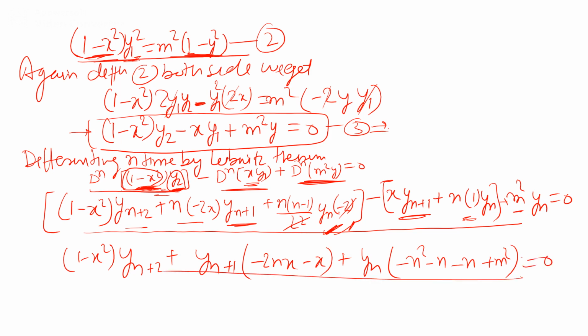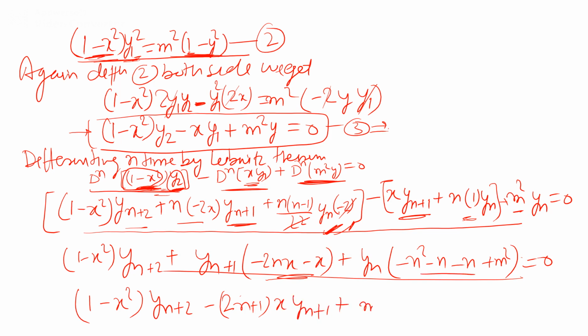On simplifying, we prove (1 - x^2) y_{n+2} ... minus 2n plus 1 x y_{n+1}, and the term becomes m^2 minus n^2, sorry, that n should be positive here. So we get y_n is equal to 0. So we can say hence proved.